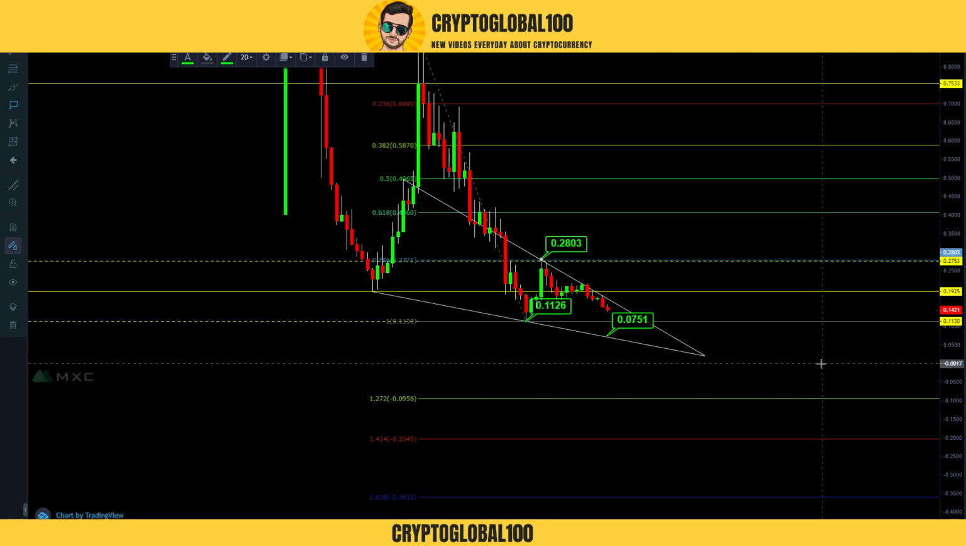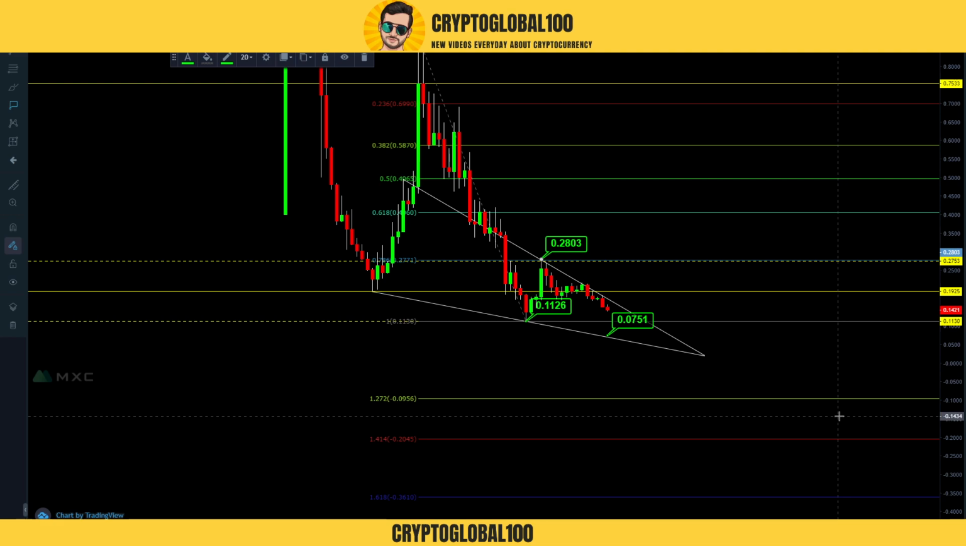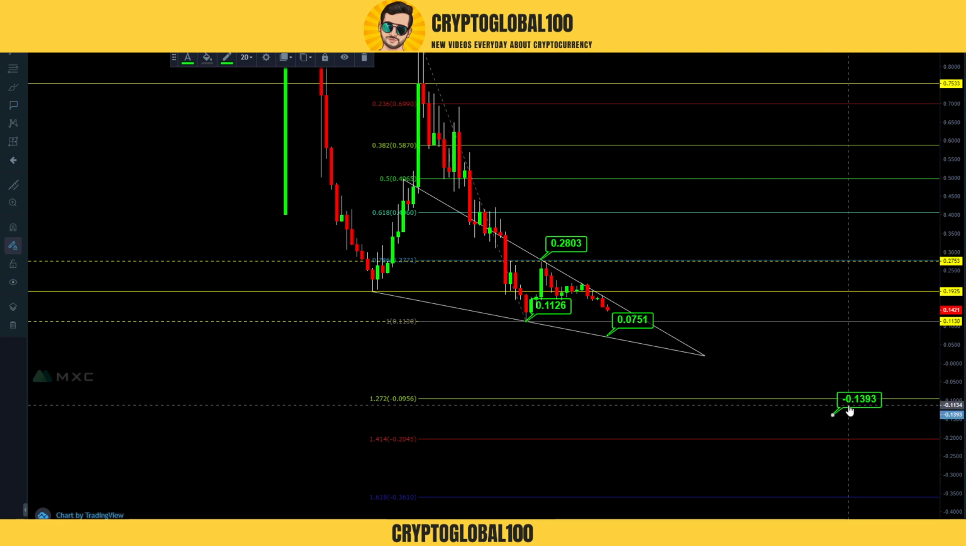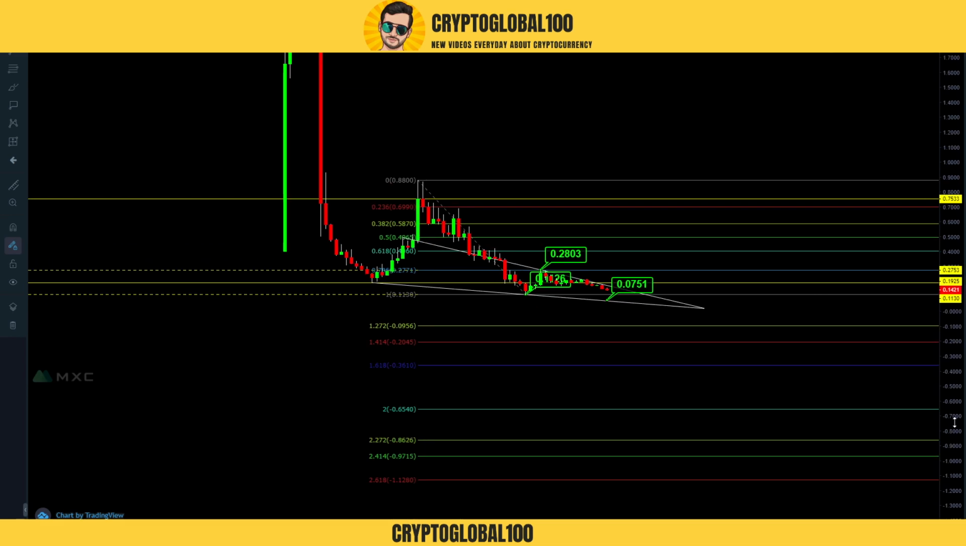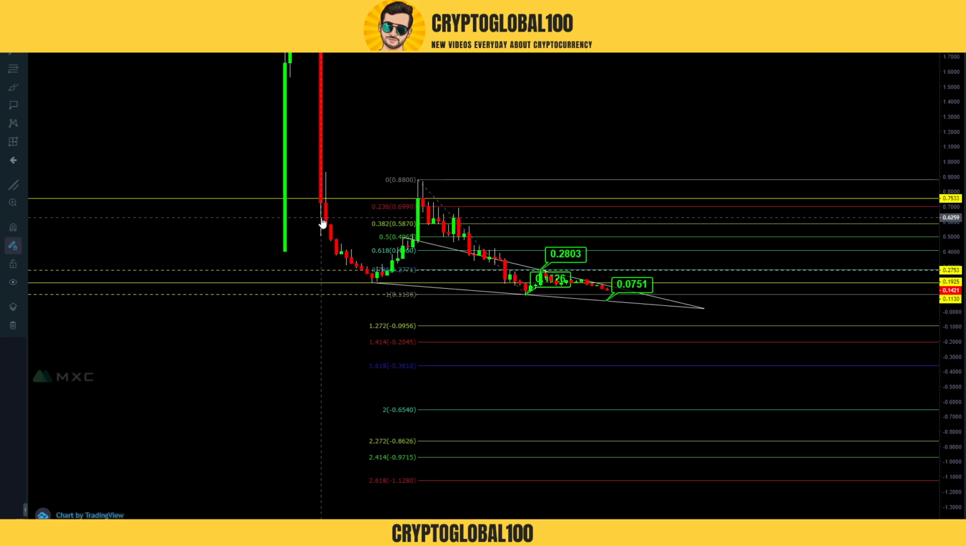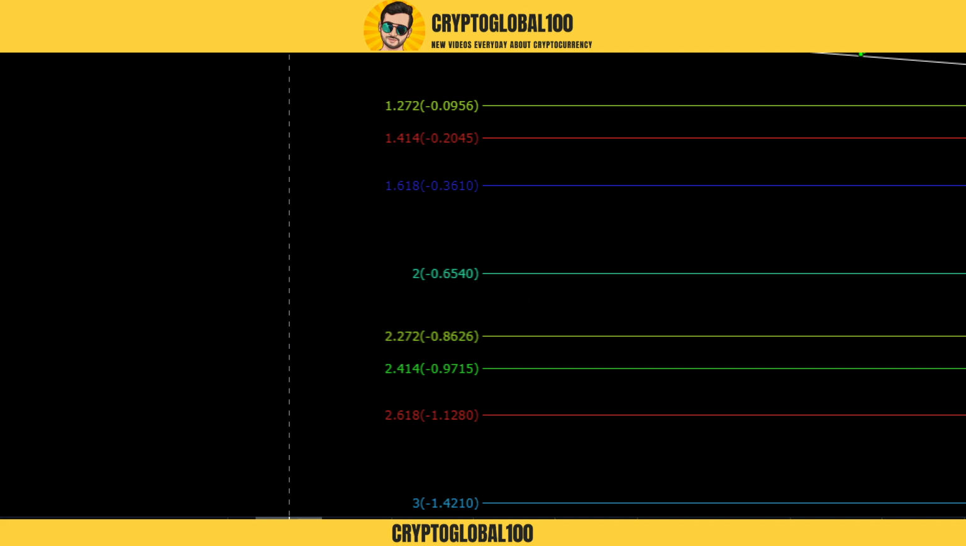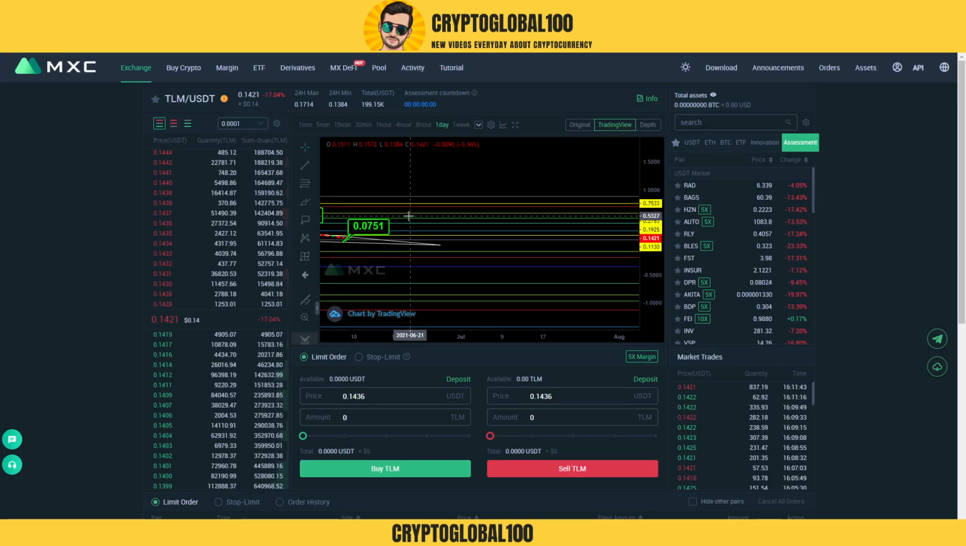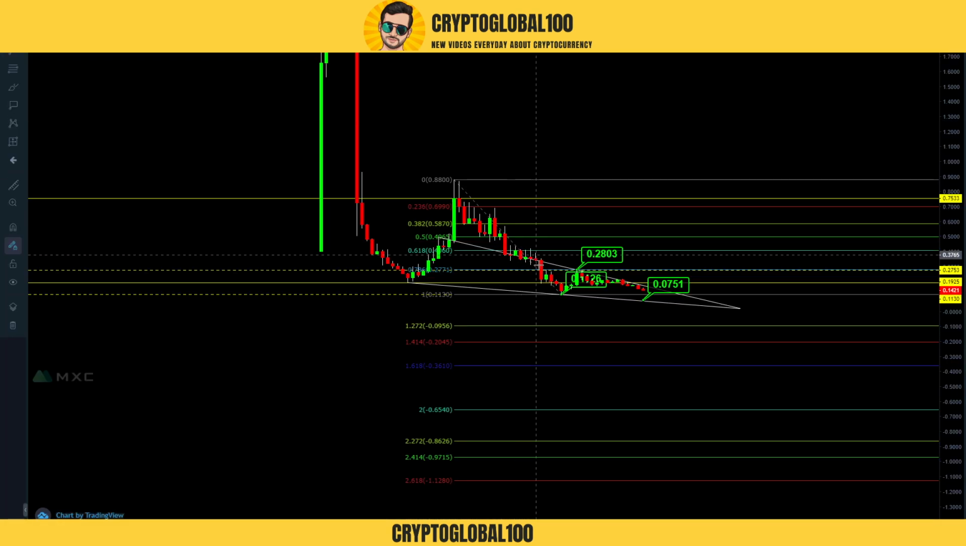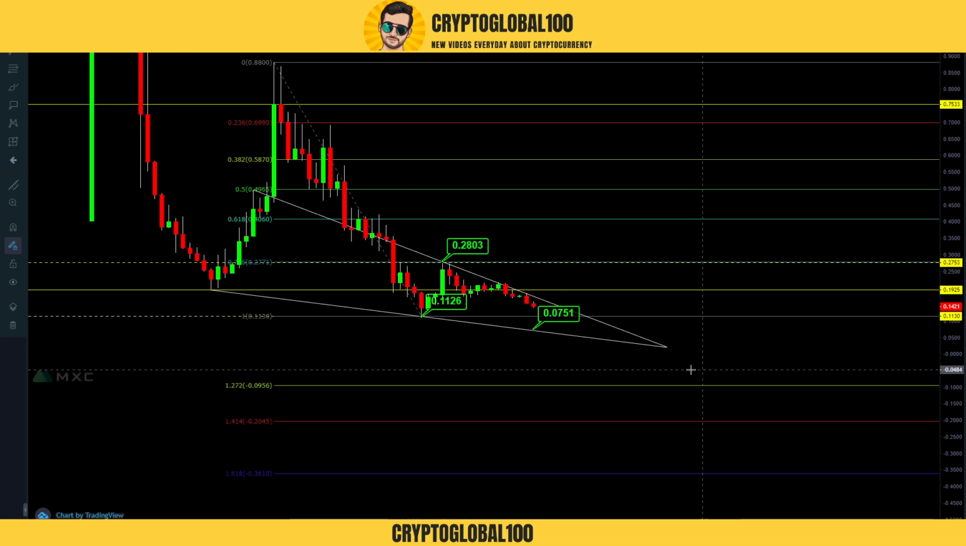You have to take your entries. I would suggest you guys cash out from this coin, because this coin is going down and down since the day of launching. You see here, the price came down on the 13th of April. So it's May and June, 2 months, and since then the price is going down. So guys, this is the current price situation of TLM.